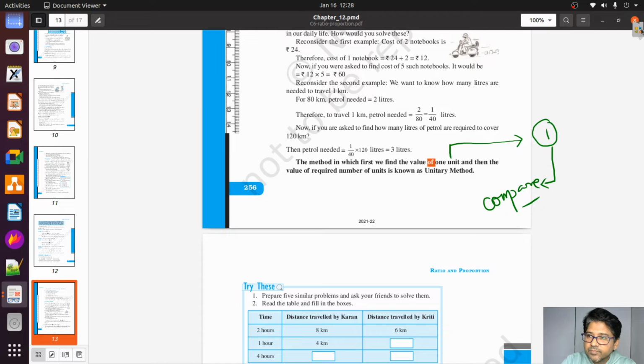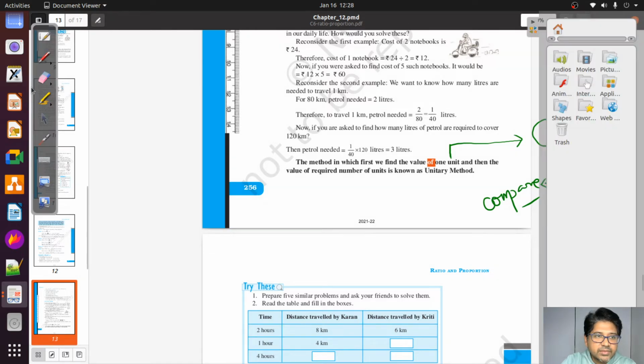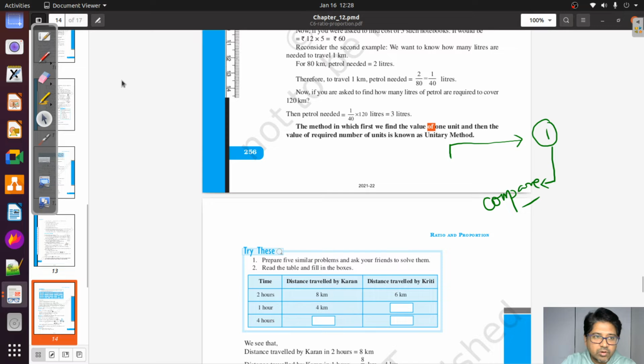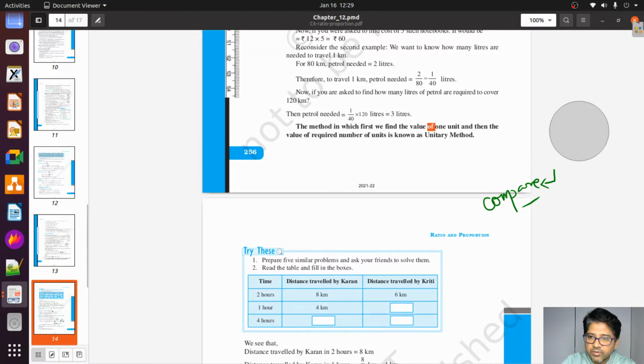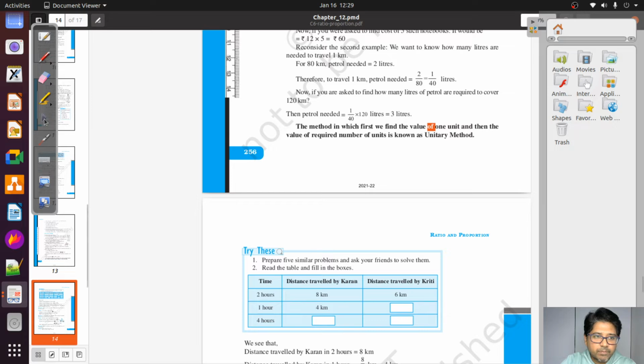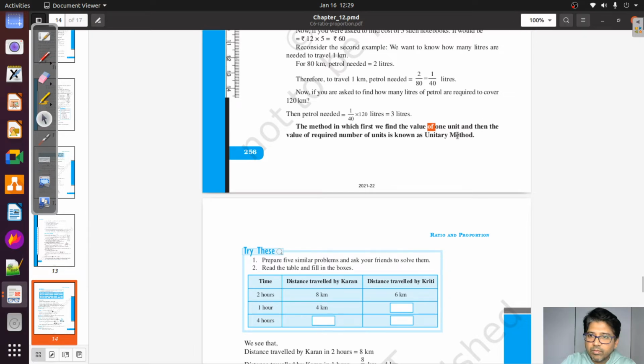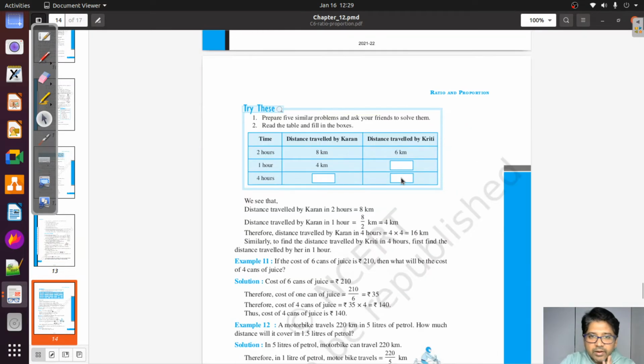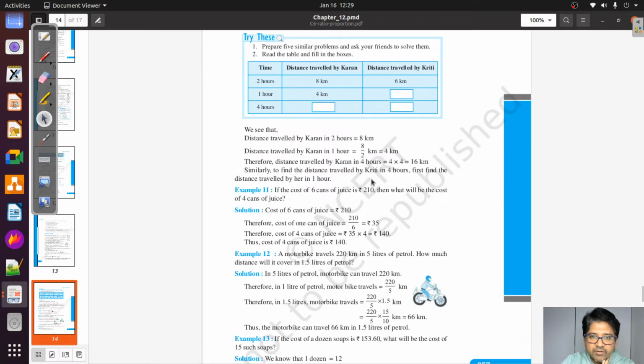Okay, we will see an example, then we will understand this part. Let me erase first. Okay, now there is the example they have given. Can you see this box, everyone?